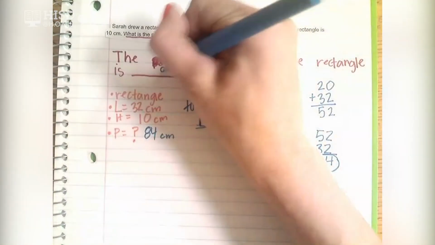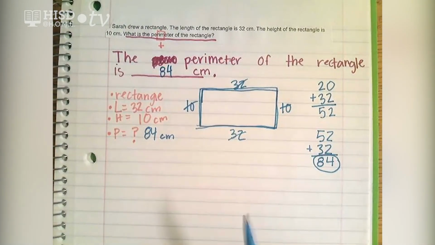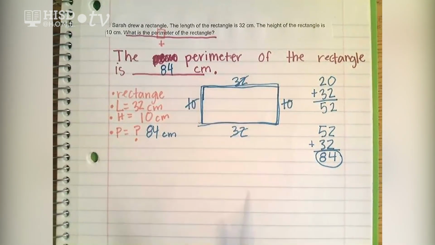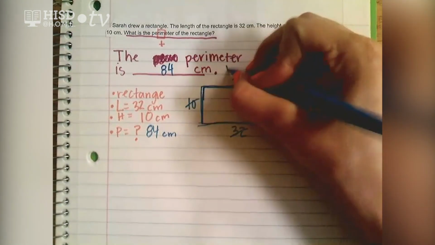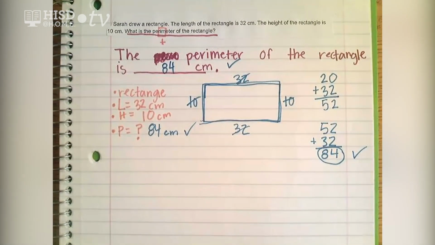Now let's see if that makes sense. I say perimeter 84. Well, if this is about 30 and 30, which would be about 60, plus 10 and 10, would be about 80, plus the last little bit. Yeah, 84 makes sense. So the perimeter of the rectangle is 84 centimeters. Thanks, guys. You did a great job.